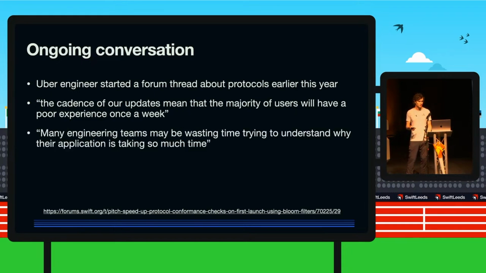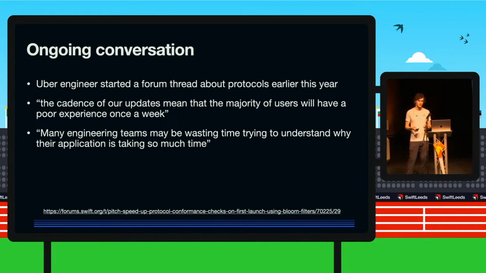So they also said that many engineering teams might be wasting time trying to understand this, because it is very difficult to figure out exactly what's going on. There are multiple levels of caches. Sometimes they're disabled, sometimes they aren't. If you're testing this locally, you might think that the app you're working on is super slow, because you're hitting this case all the time.